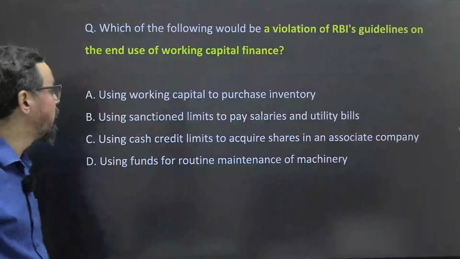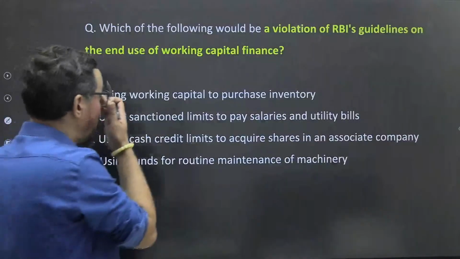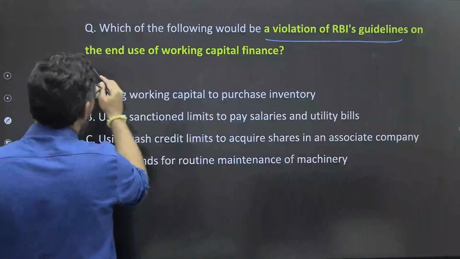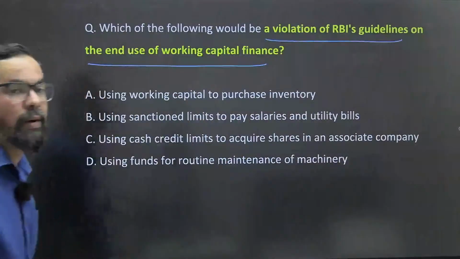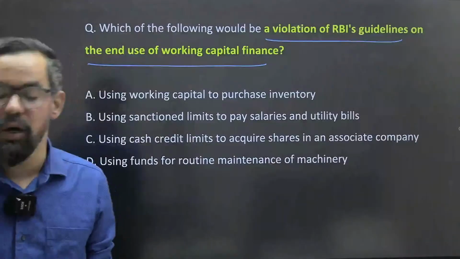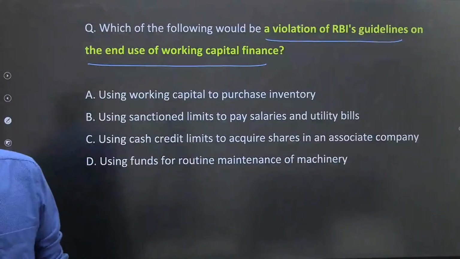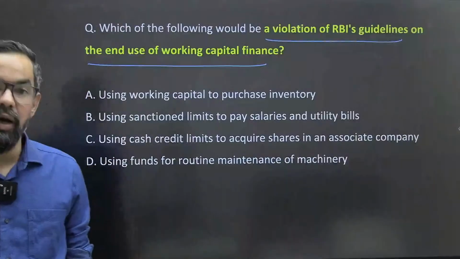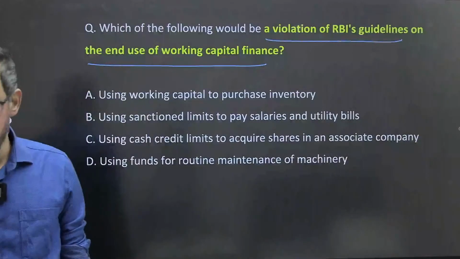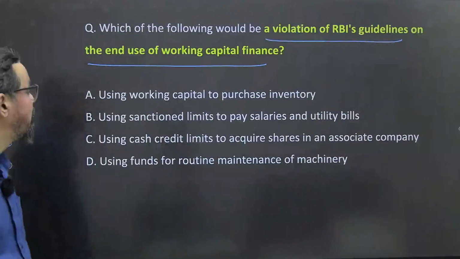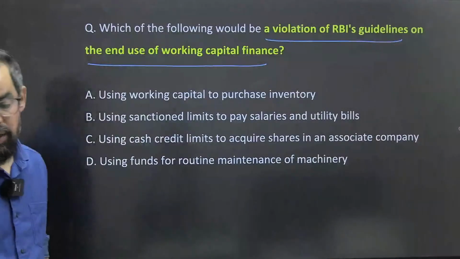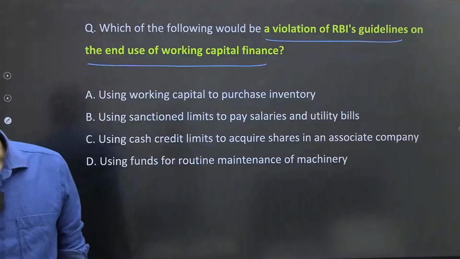Yes. Next one guys. Which of the following would be a violation of RBI guidelines on the end use of working capital finance? ठीक है, end use of working capital finance. We have given a working capital loan to some company and they are using it in some other areas, so that is the case of violation. ठीक है, so which is a violation area using working capital? Okay, you guys tell me. बहुत आसान क्वेश्चन है.